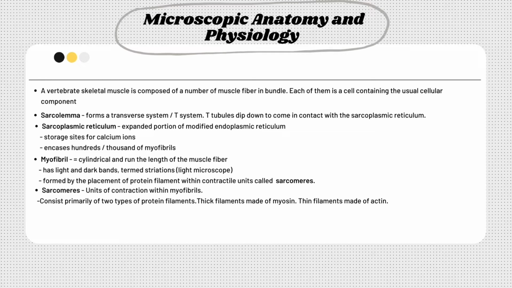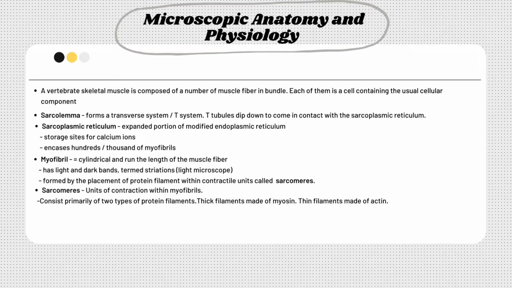Myofibrils are cylindrical and run the length of the muscle fiber. Did you know that under the light microscope, we may see that the myofibril has light and dark bands termed striations? It is responsible for the skeletal muscle's striated appearance. Meanwhile, under the electron microscope, we can see that the striations of the myofibril are formed by the placement of protein filaments within a contractile unit called the sarcomere.